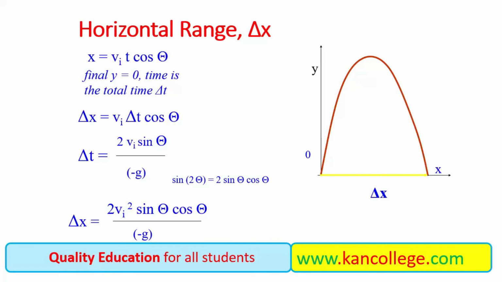And we know that sine of 2 theta is equal to 2 sine theta cos theta. It's very simple. By using this trigonometric formula, sine of alpha plus beta, where alpha is equal to theta and beta is equal to theta, we can say that sine of alpha plus beta is equal to sine of alpha cos of beta plus cos of alpha sine of beta.